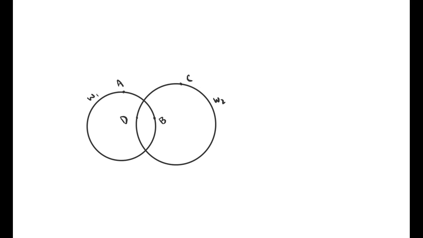So to prove this, basically we need to prove 2 directions. If you let AB and CD intersect at a point P, then first we can show that if P lies on the radical axis of omega 1 and omega 2, then A, B, C, D is cyclic.